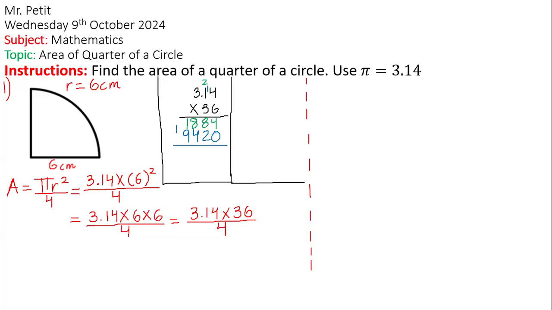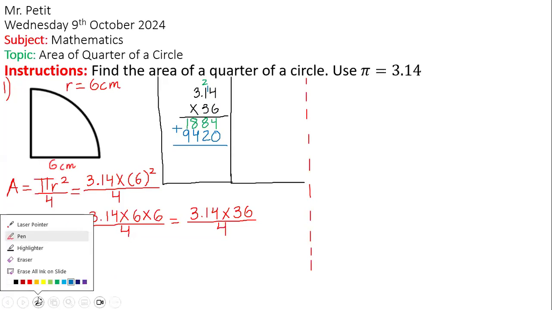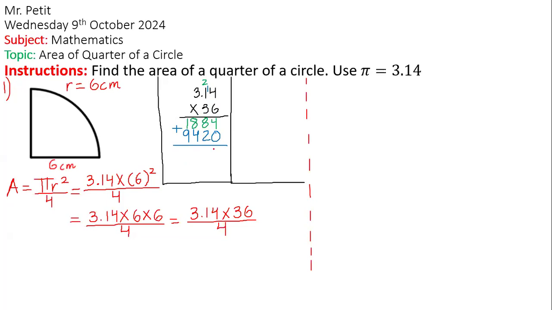And so we have to add these two. When we add them, we get 4 plus 0 is 4. 8 plus 2 is 10. Put the 0 down, carry the 1. 9 plus 4 is 13, plus 1 makes 14. Put the 4 down and carry the 1. 9 plus 1 is 10. So we get 103 point 04, right? Who all got that first part?